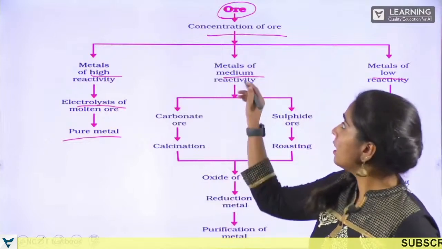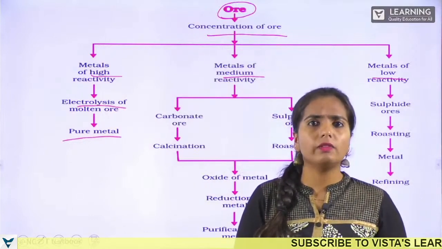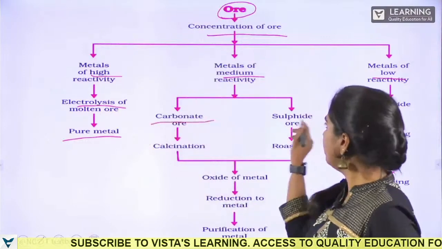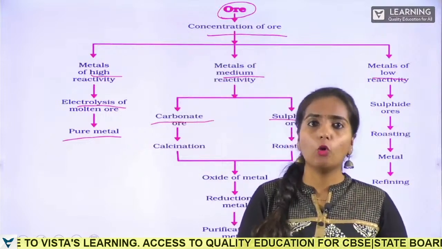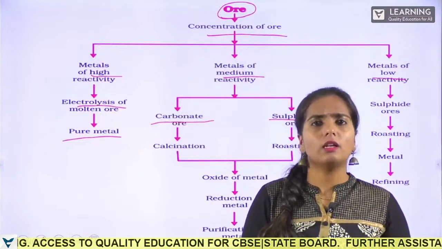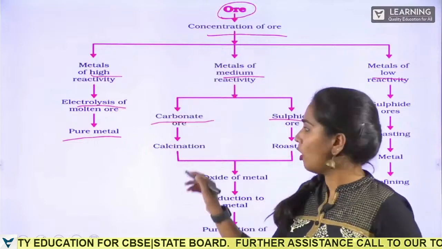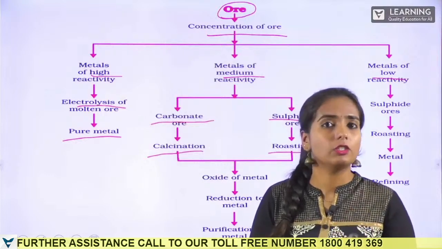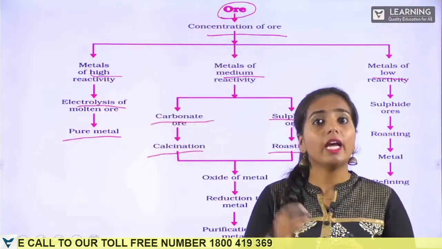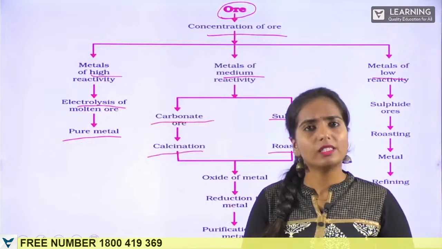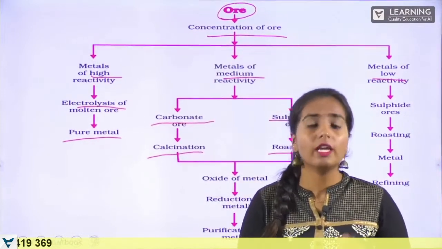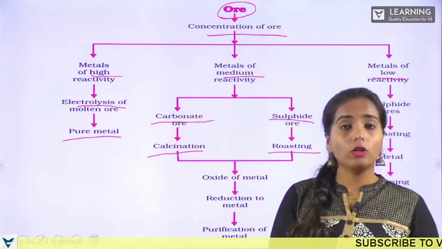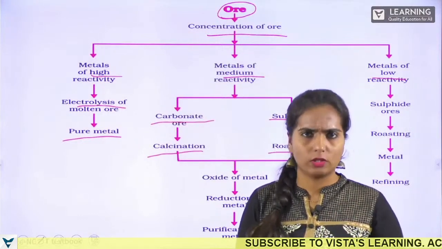The next one is medium reactivity. For medium reactivity, we are obtaining two kinds of ores. What are those? Carbonate ore and sulfide ore. This undergoes a process called calcination and roasting. I hope you remember the definitions for calcination and roasting. Never mind, I have already mentioned in my next slides what calcination and roasting are, if you have forgotten. So the carbonate ore and the sulfide ore will follow calcination and roasting.